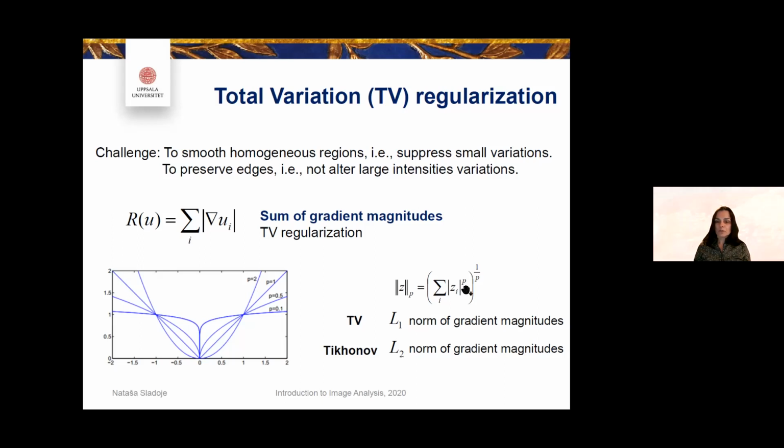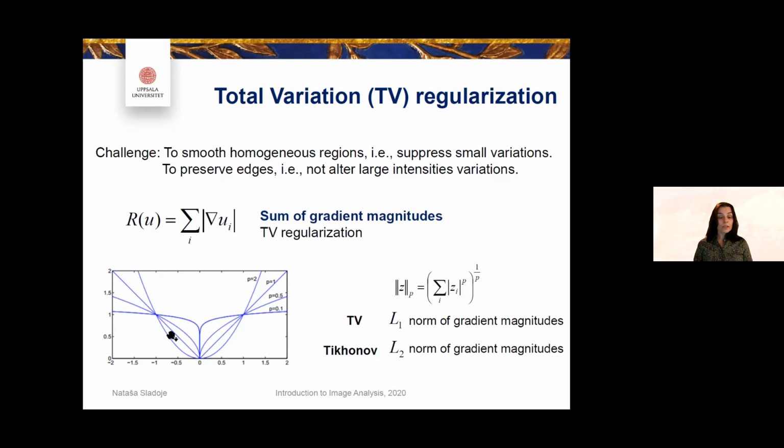If p is equal to 2, and then of course there will be a square root, then we will have what was observed on the previous slide, and that is Tikhonov regularization. So that would be the L2 norm of gradient magnitudes, where the square root can be ignored in the optimization because it does not really affect the result, since the square root will be minimal for the minimal value that we take the square root of. So that is only for the optimization, when it doesn't matter. Otherwise, the full expression is with that square root. So we can just remember that.